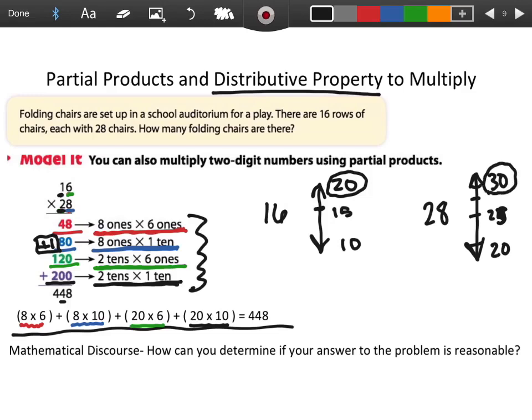Now, if I multiply 20 times 30, my answer should be close to 448. Not exact, but not too far away. Either too much or too little. Let's see what we get. 20 times 30 is 600. Well, 448 is not too far away from 600. So my answer is pretty reasonable.